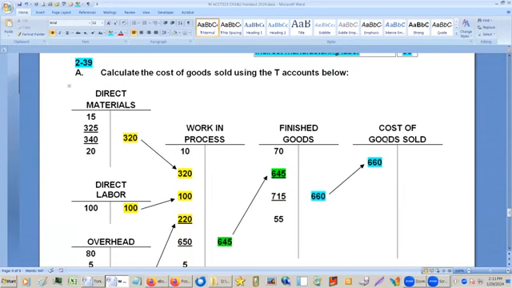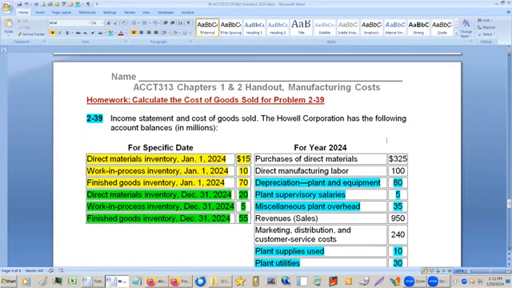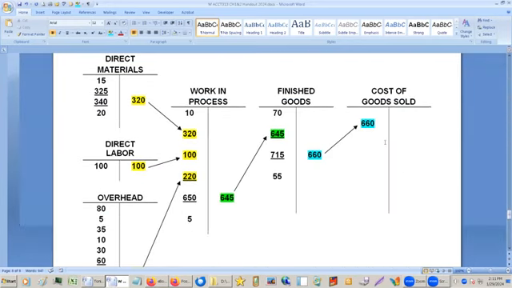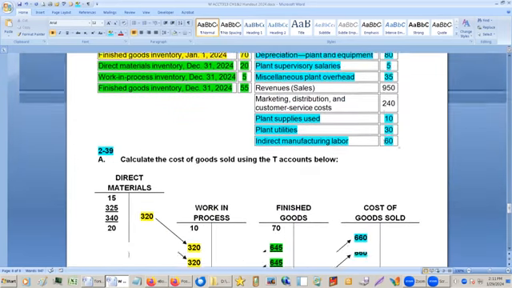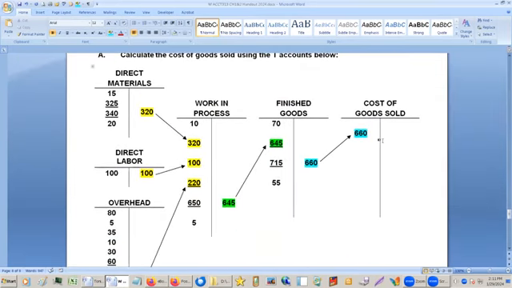Professor, a quick question. The way you highlight stuff, do you want us to highlight too in our homework or no? You don't need to.